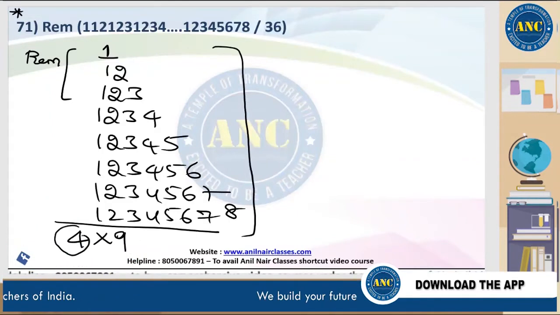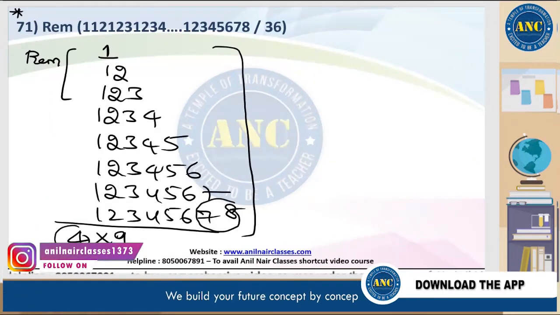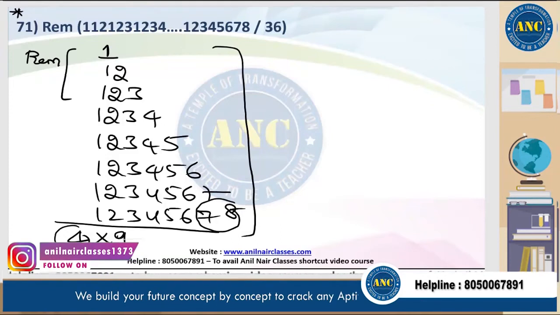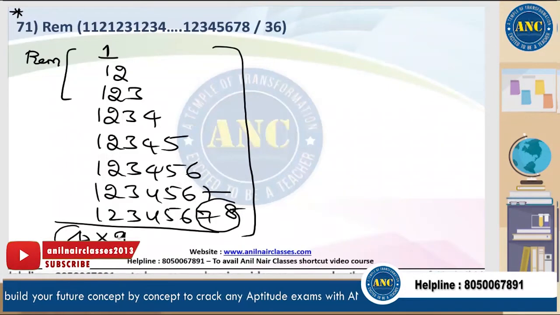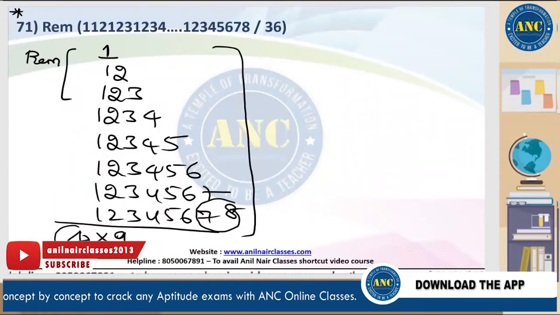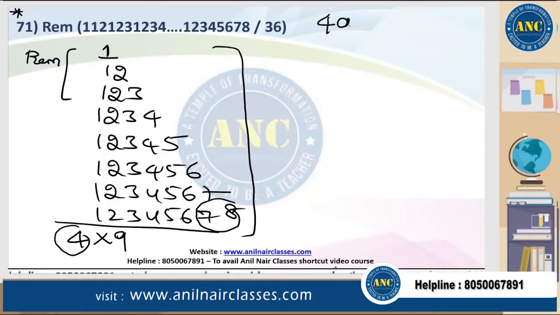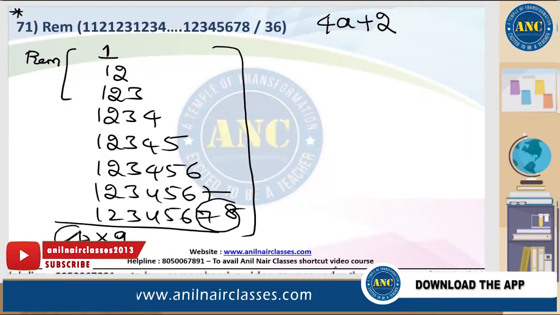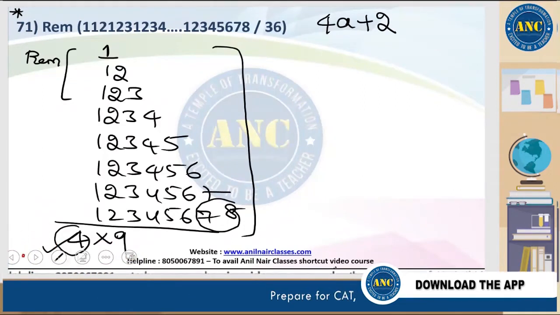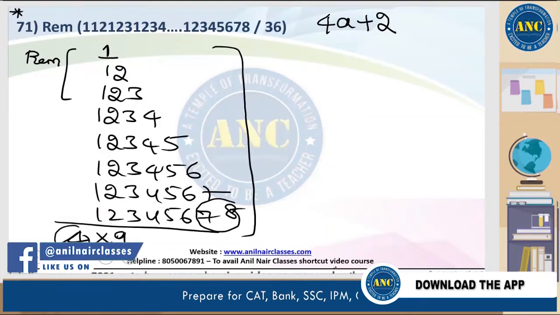What is the divisibility rule of 4? Last two digits should be divisible by 4. 78 divided by 4: 4 19s are 76, remainder 2. So first is 4a plus 2. First is 4a plus 2 divided by 9. 9 means sum of the digits.